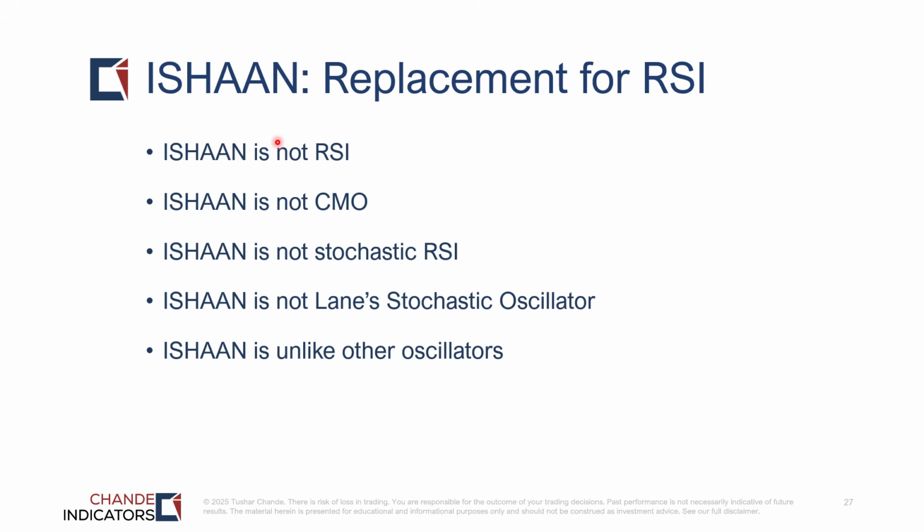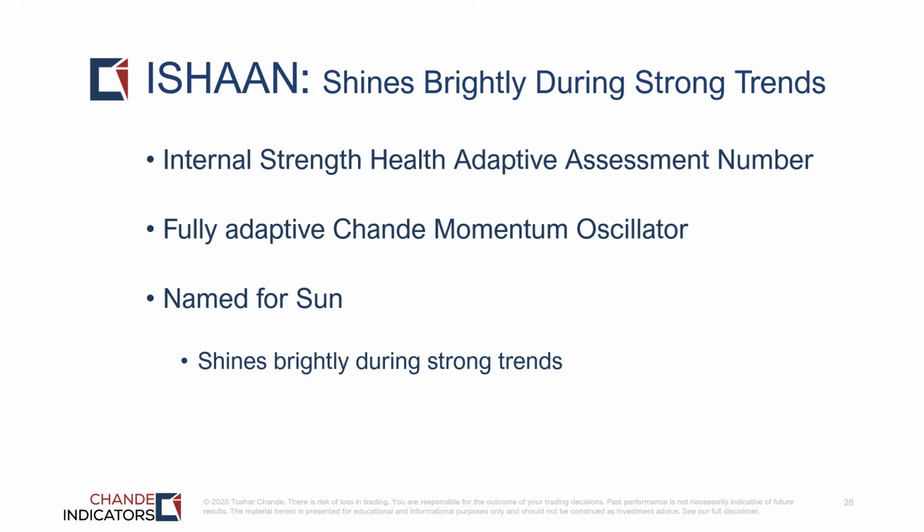So Ishaan is a replacement for the RSI. It's not the RSI, it's not the CMO, it's not the stochastic RSI, it's not the Lane stochastic oscillator, and it's unlike other oscillators. So by design, Ishaan shines brightly during strong trends. It's the internal strength health adaptive assessment number. You can visualize it as a fully adaptive Chande Momentum Oscillator, and it's named for the sun because it shines brightly during strong trends.